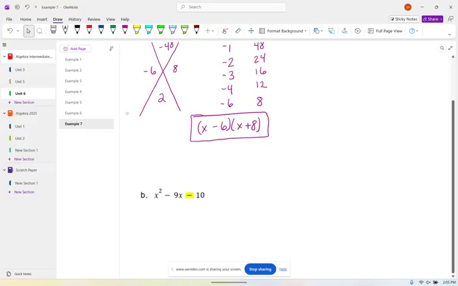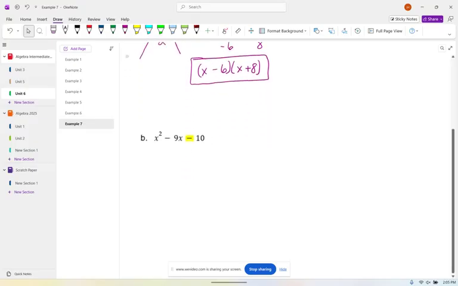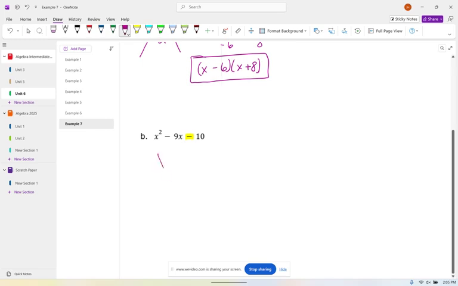Let's take a look at our next one. So we're looking for two numbers that multiply together to get us negative 10, but when we add them together it gives us negative 9. Now, because b is negative, it means that of the two factors, the larger factor is going to be our negative number. So we'll look at factors of 10.